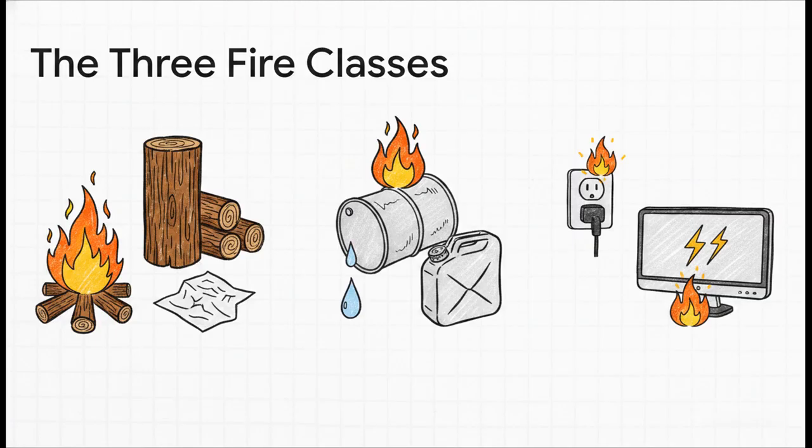Out here on the site, we categorize fires into 3 main classes. Class A is your ordinary solid combustibles. Think wood, paper, rubber, everyday plastics. Then you've got Class B, which involves flammable liquids and gases like oil, petrol, or solvents. And finally, Class C. This covers energized electrical equipment. Keep these 3 distinct categories locked in your mind.